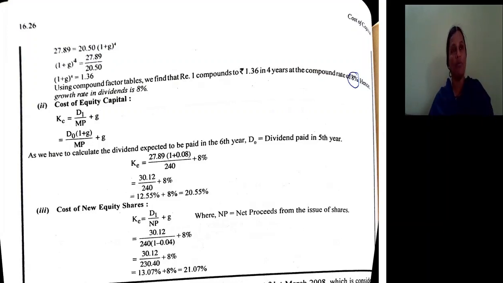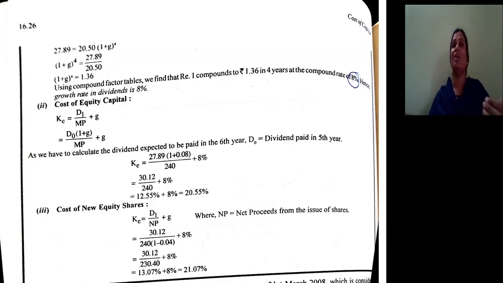Now we have the compound value factor. We know the year, so we concentrate on the year and move vertically in the table. We identify the 4th year and move horizontally along that 4th year until we get 1.36. Exactly opposite that 1.36, if you move up, you will arrive at 8%. So the growth rate is 8%.